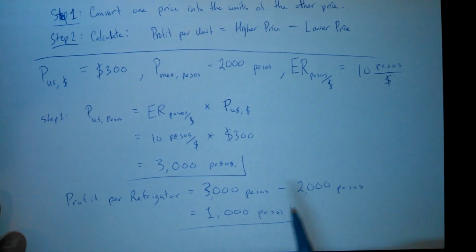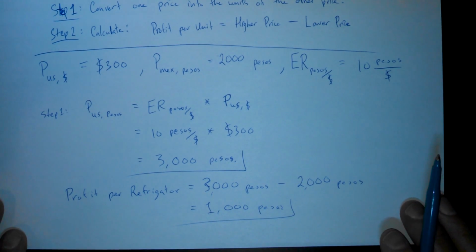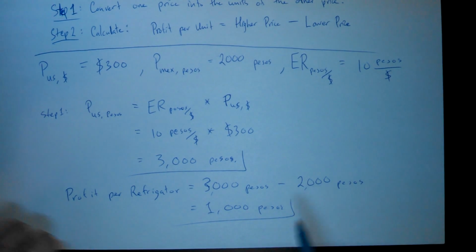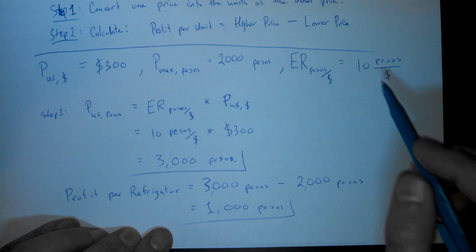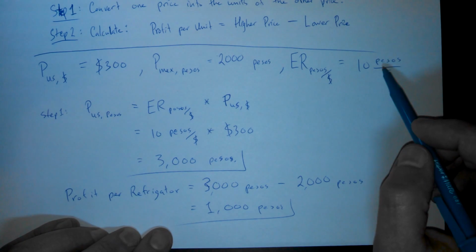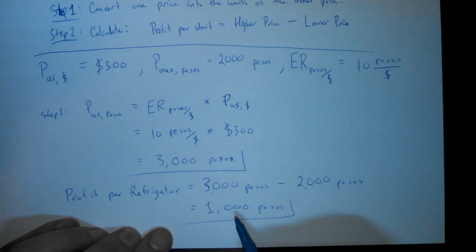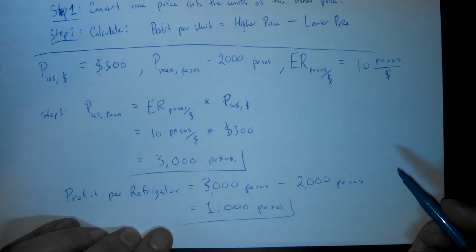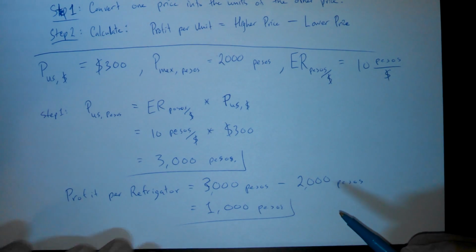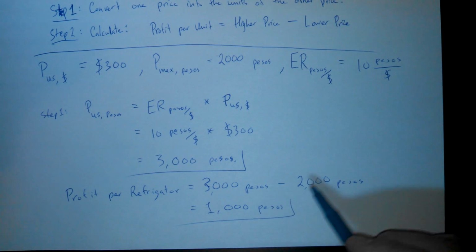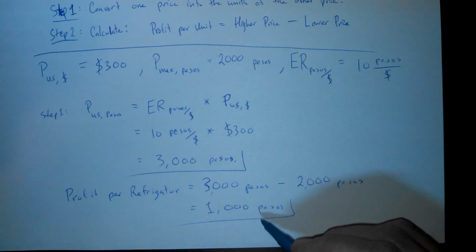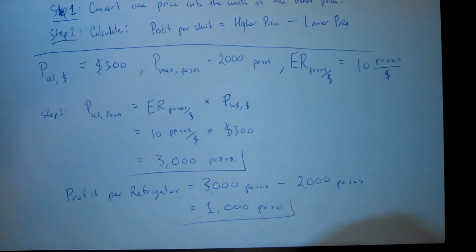But notice that we're dealing here with profit in terms of pesos. We could also find the profit in terms of dollars, and the fastest way to do that is just to convert this into dollars by using the inverse exchange rate, which would be 1/10 of a dollar per peso. Multiply this and find that the profit in terms of dollars would be $100. 1,000 times 1/10 equals 100, and the units would be dollars.